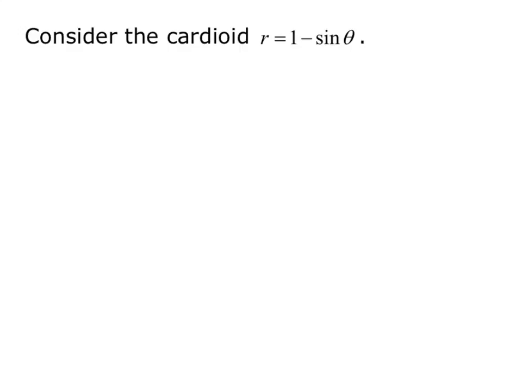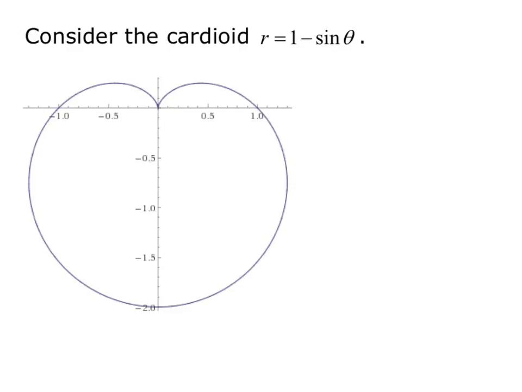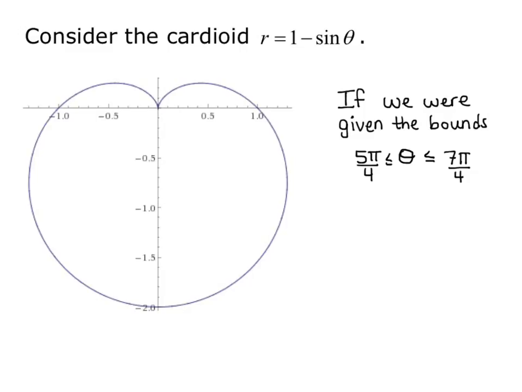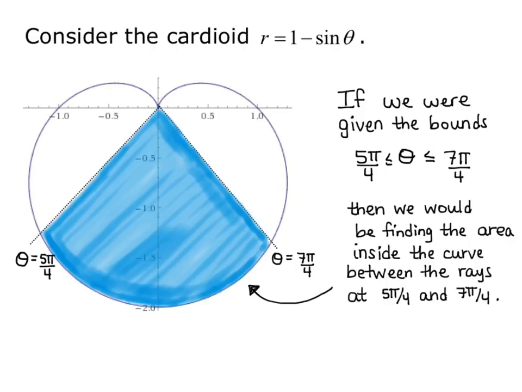For example, consider the cardioid r equals 1 minus sine of theta. We call this particular graph a cardioid because it looks kind of like a heart. So if we graph the equation r equals 1 minus sine theta, and we were given the bounds 5 pi over 4 is less than or equal to theta, less than or equal to 7 pi over 4, then we would have those two rays at theta equals 5 pi over 4 and theta equals 7 pi over 4. And what we would be finding is the area inside the curve between the rays at 5 pi over 4 and 7 pi over 4. So it's basically like a slice of pie or slice of pizza, and we think of that as a fan-shaped region defined by our function and the two theta bounds.